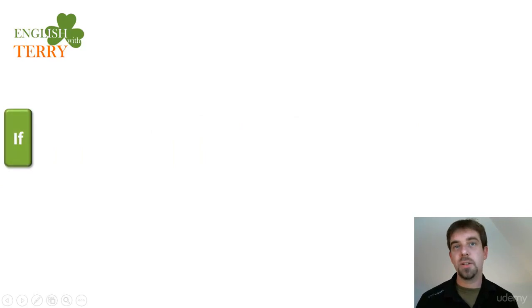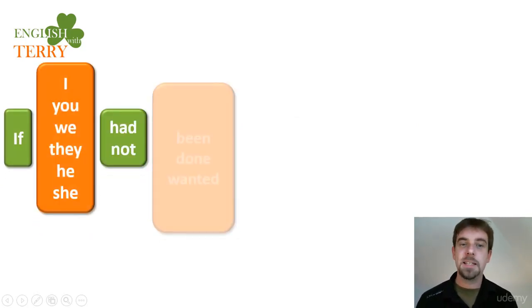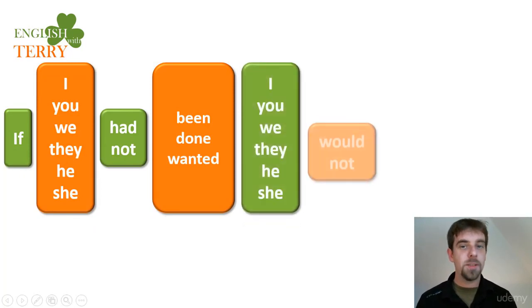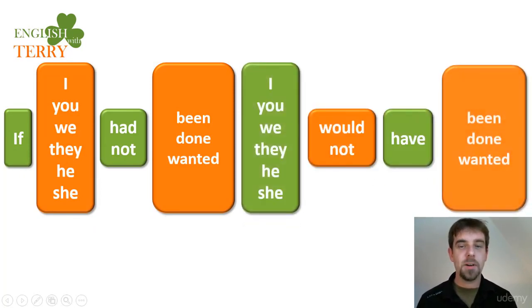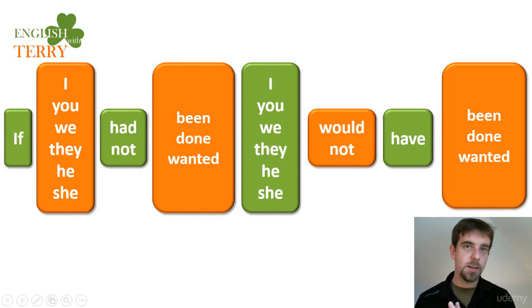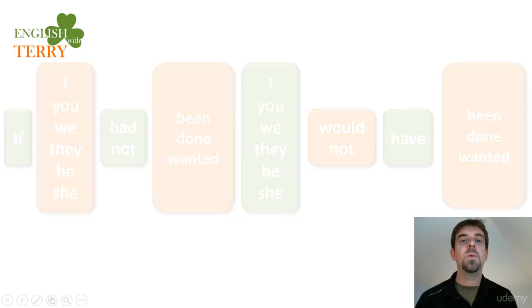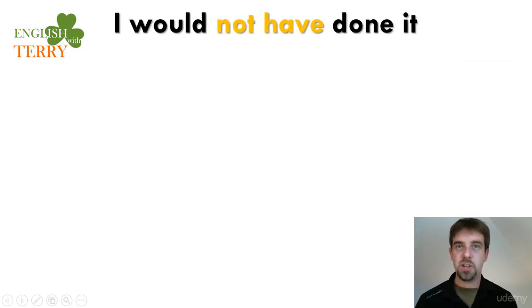If we look at the other way, we can use all the same ingredients, right? In a different order, but the same basic idea, right? There's had not and would not. But these are all the ingredients, and we can change the order all we want. But you must have all the ingredients to make the third conditional. Now, when we look at pronunciation, so I would not have done it.